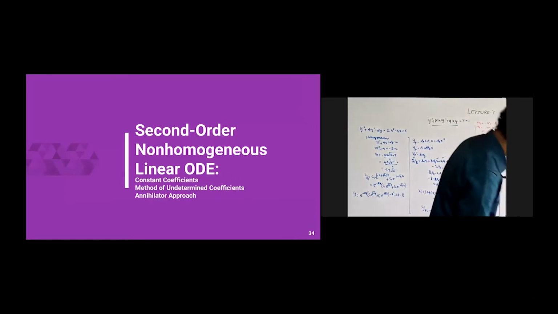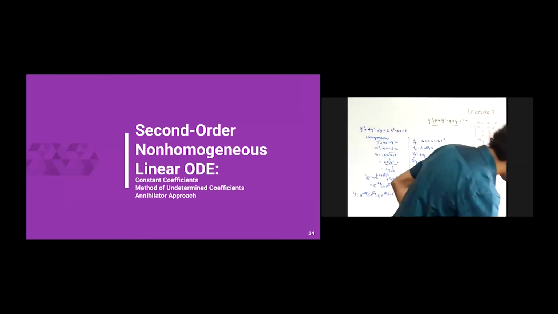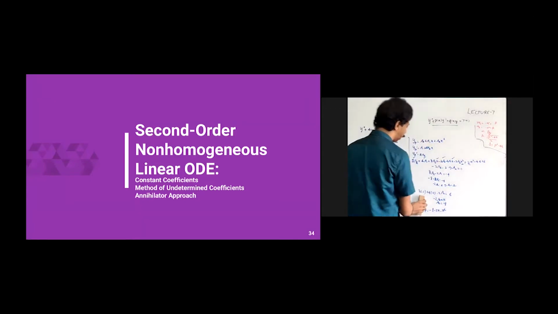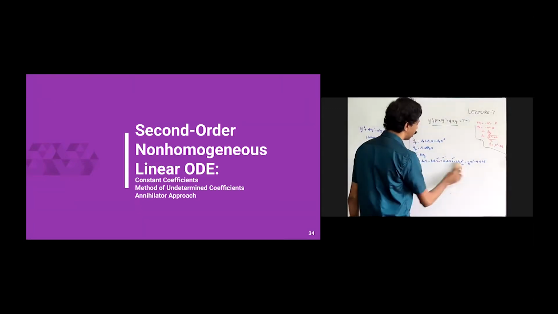Now we are going to go for the second approach. This is called the annihilator approach. In the annihilator approach, we are going to do a similar kind of thing, but we are going to discuss it in a slightly different way.